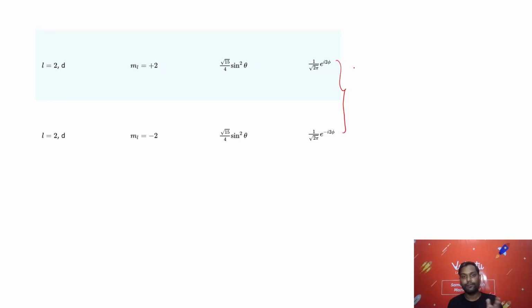One more time, it will be root 15 by 4 sine square theta. When you add them, we will get cos 2 phi upon root pi, and when you subtract them, we get sine 2 phi upon root pi.